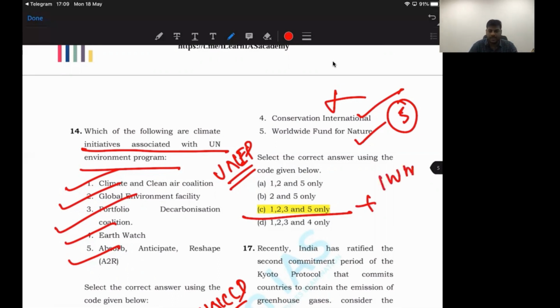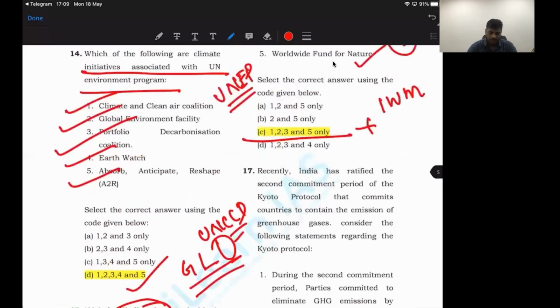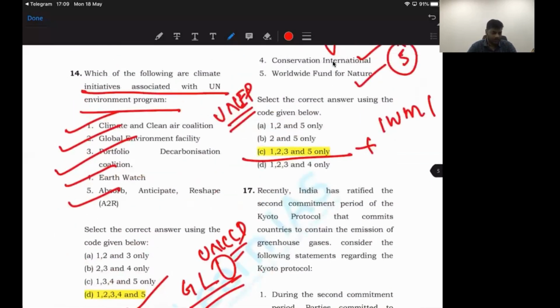International Water Management Institute, let me show it, and Wildfowl and Wetlands Trust. In addition to these four, we have the International Water Management Institute and the Wildfowl and Wetlands Trust. These 6 are the Ramsar Convention's organizational partners. So for the 16th one, C is the correct answer.